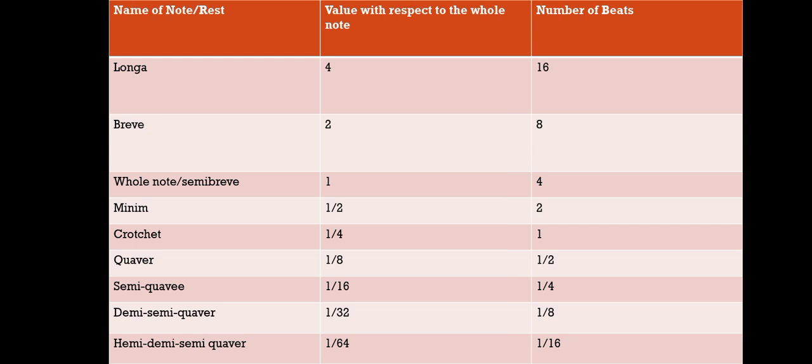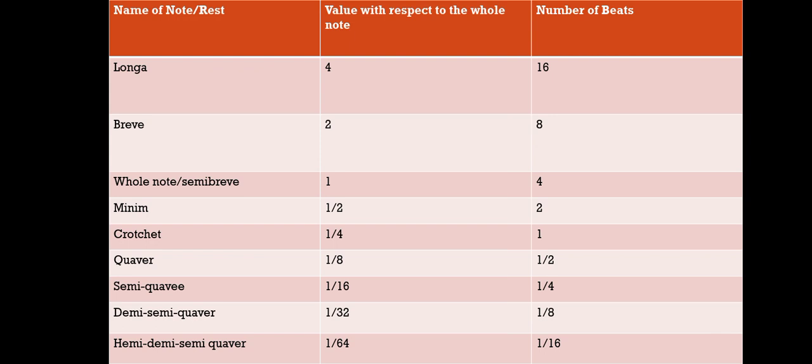If you talk about the number of beats that each has, if the whole note has 4 beats, then the breve, which is above it, which is 2 times 4, will have 8 beats. And the longa is 4 times the whole note, so it will have 16 beats. Coming downwards from the whole note, there is a minim, which is half of the whole note. So 4 divided by 2 will give you 2 beats. The minim has 2 beats. The crotchet is a quarter note, it has 1 beat.